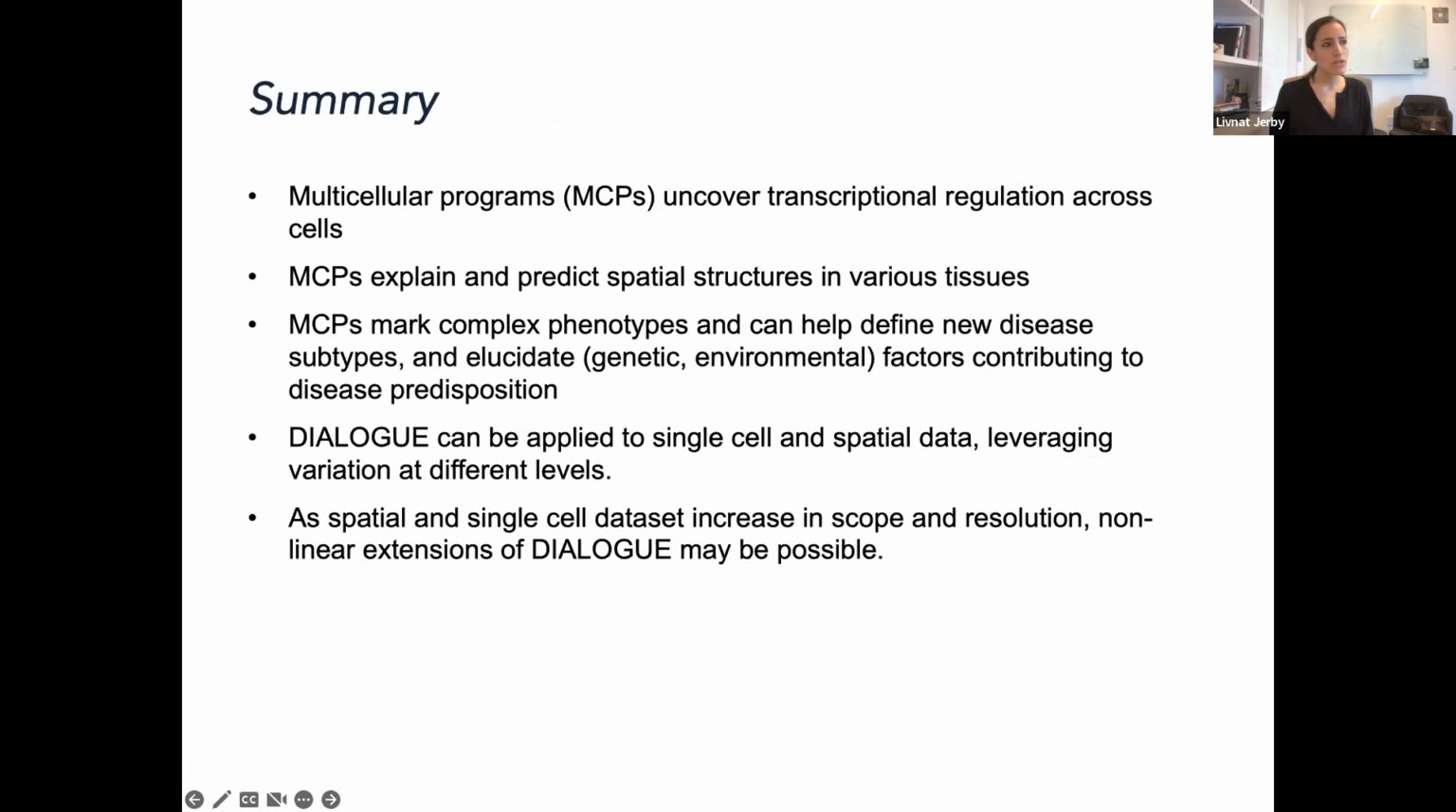They mark complex phenotypes, and they can help us define, potentially, new disease subtypes. We haven't validated this, but there might be potential to elucidate both the genetic and environmental factors that can contribute to disease predisposition. As I mentioned, you can apply DIALOGUE both to single cell data and spatial data. There is an intrinsic mechanism in the algorithm itself that will prevent overfitting. So if you don't have enough data, you're not going to get results, or if it doesn't generalize.